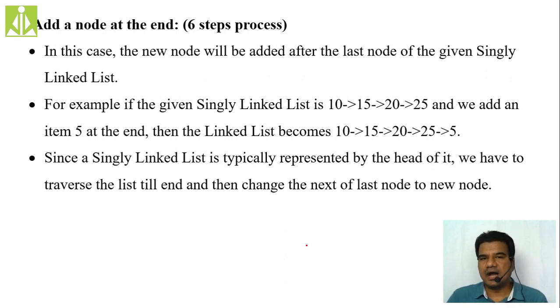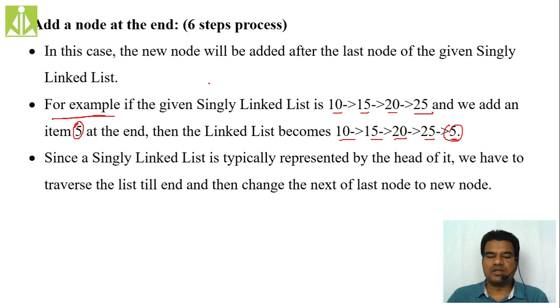So where will it be added? After the last node. Whatever node we have as the last node in our singly linked list, after that last node, the newly created node will be inserted. For example, consider this one over here. If the given linked list is 10, 15, 20, 25, and you want this 5 to be inserted after the last node, then your linked list will change to 10, 15, 20, 25 and at the last you will get this 5.